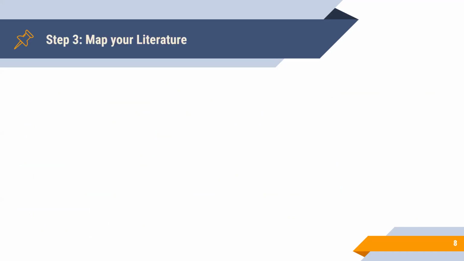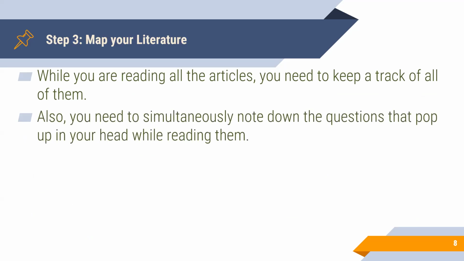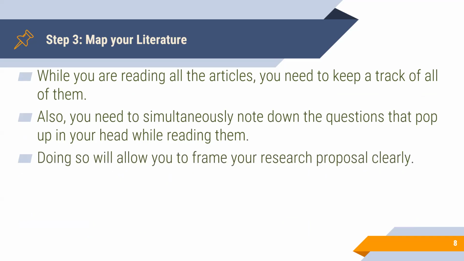So the third step is map your literature. So while you are reading all the articles, you need to keep track of all of them. Also, you need to simultaneously note down the questions that pop up in your head while reading them. Doing so will allow you to frame your research proposal clearly.